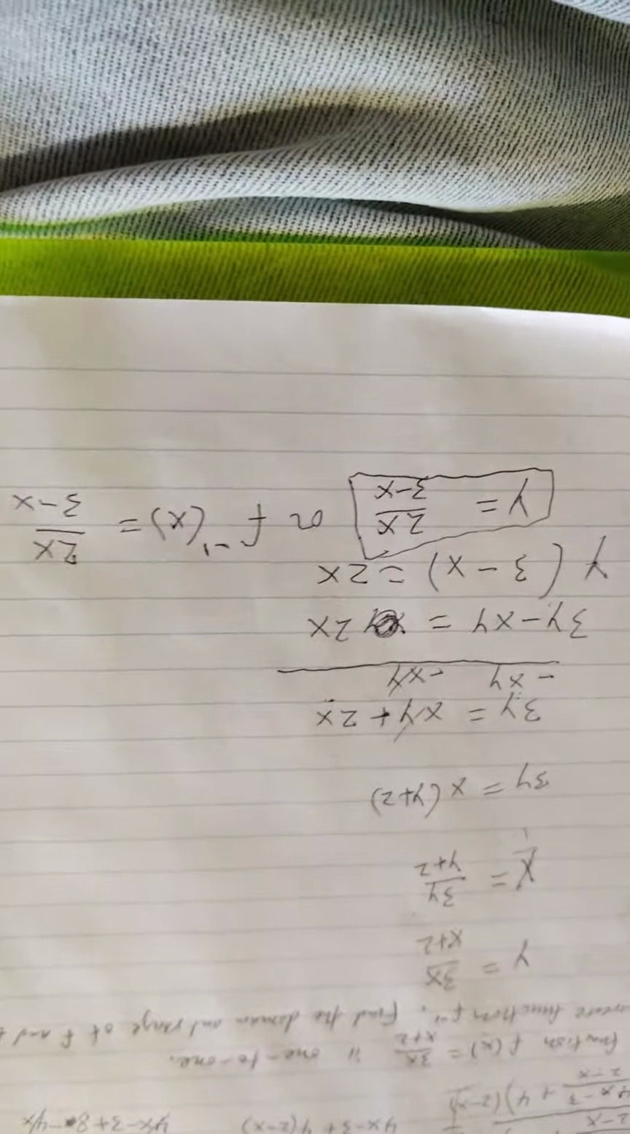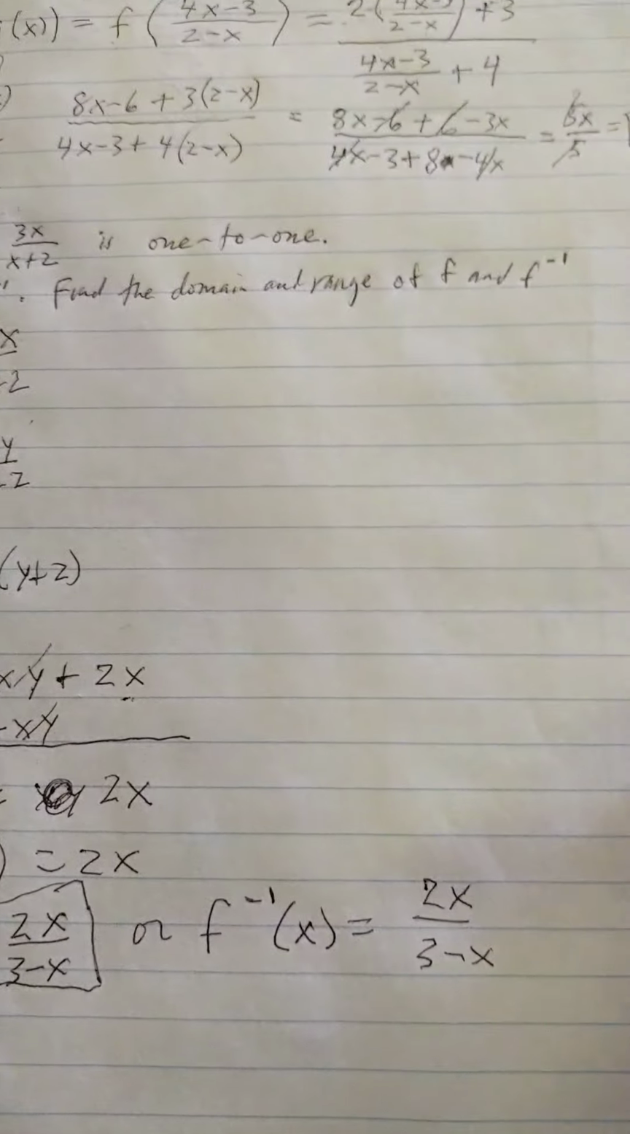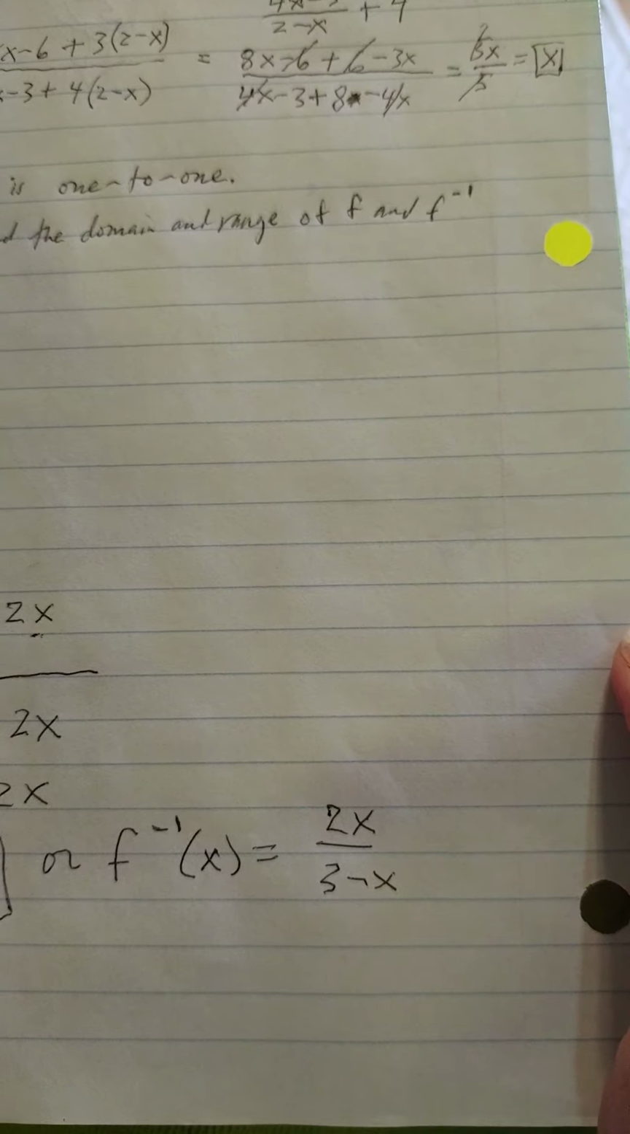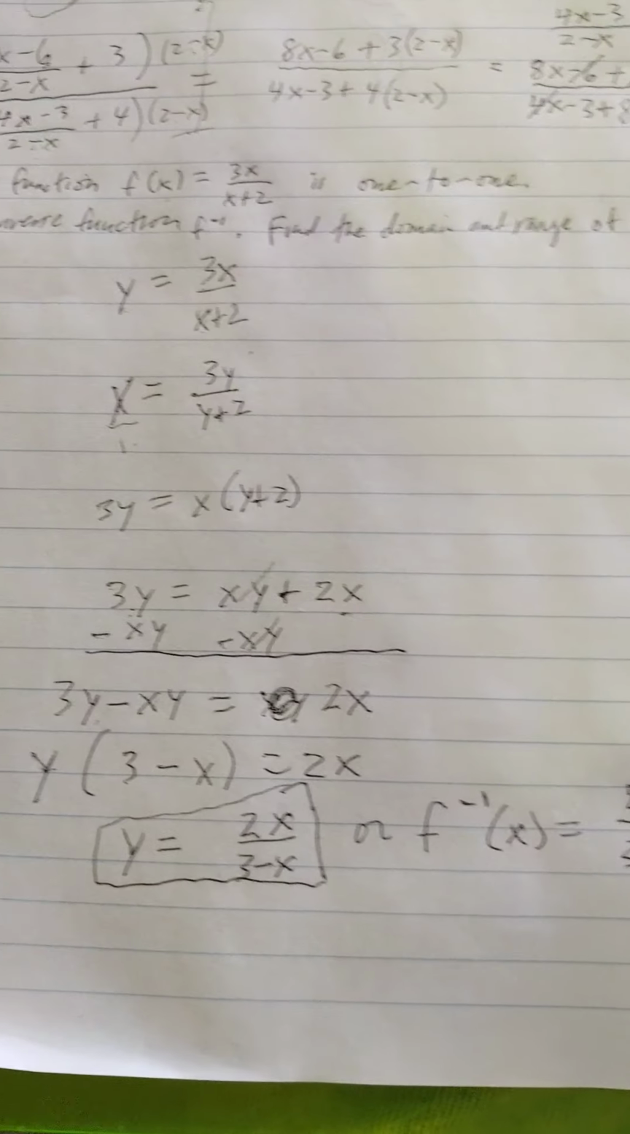Let me turn my camera around. So, oops, let me turn it around again. Okay, so there's my final answer. F inverse of x equals 2x over 3 minus x.